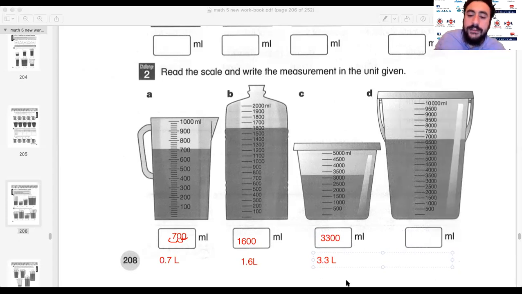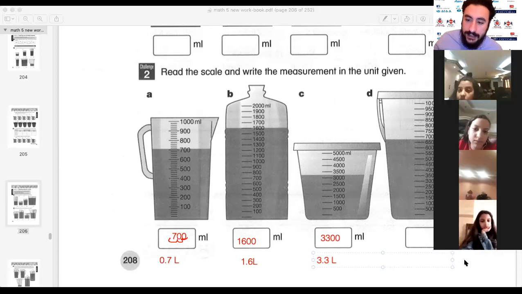Okay, it's going to be 3.3 because if you divide this one by 1,000, you're going to move the decimal point 3 places to the left. So it's going to be 1, 2, and 3. So the point will stay here, which is 3.3. Thank you so much, yeah, Khadija.